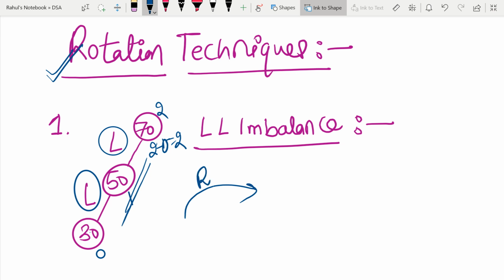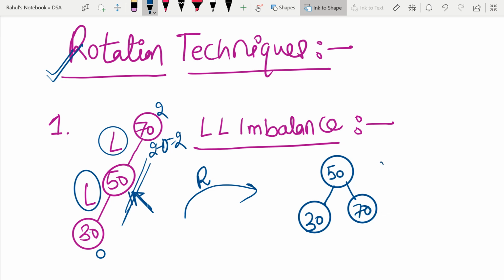So in right rotation, what will we do? We will make the middle node as a parent node. So we will make the middle node, that is 50, the parent node, and 30 will be its left child, because it is less than 50, and 70 would be its right child. Why? Because it is greater than 50, because we are applying properties of BST, as well as following properties of balance factor, right?